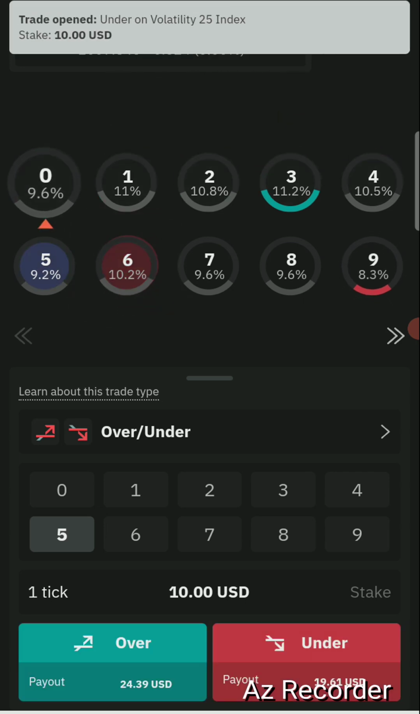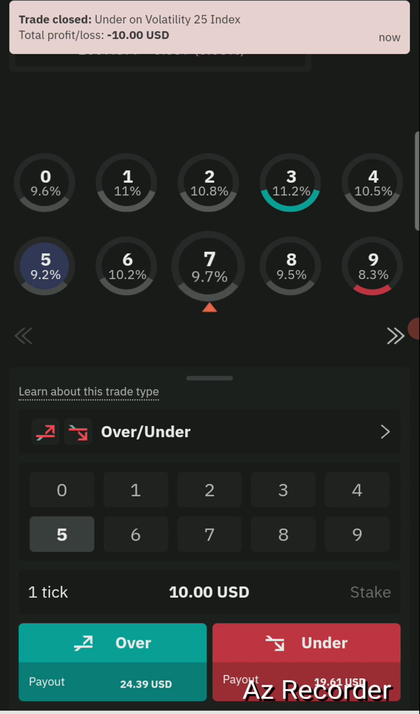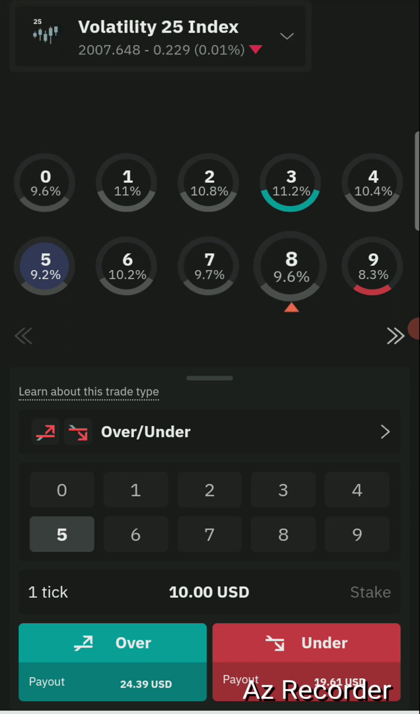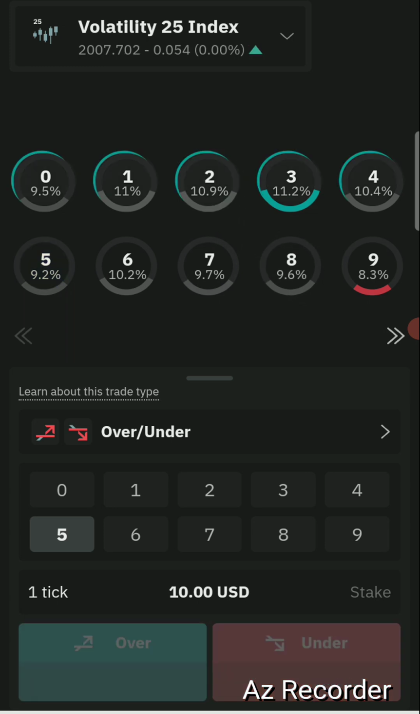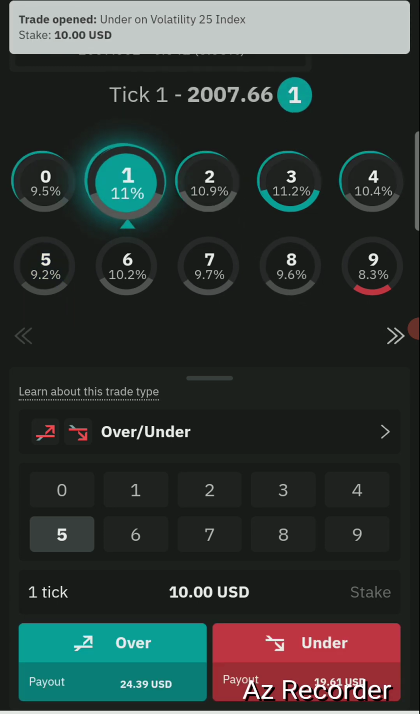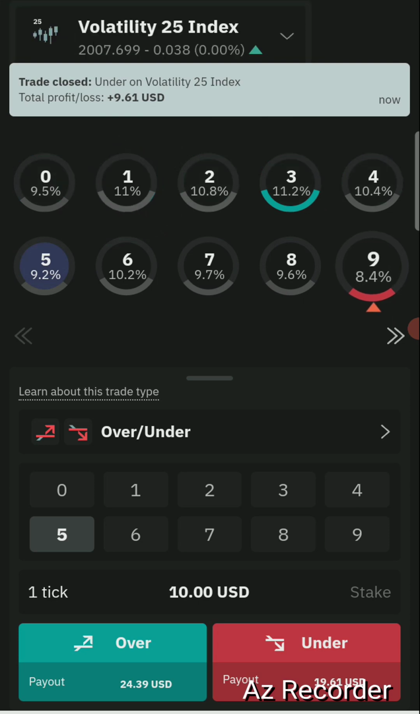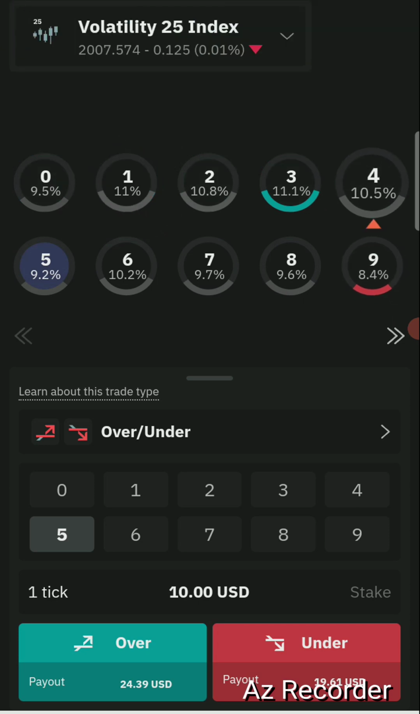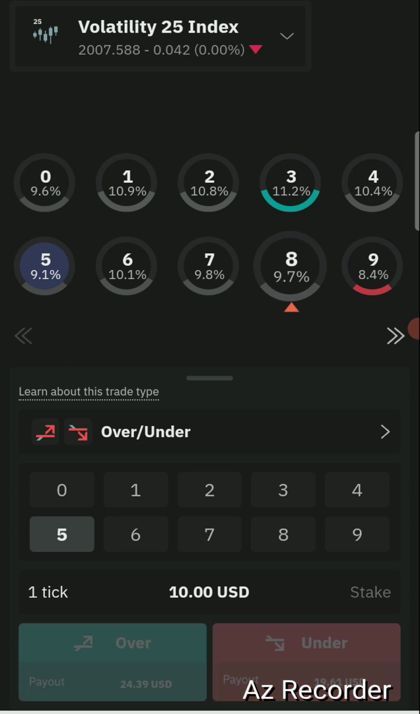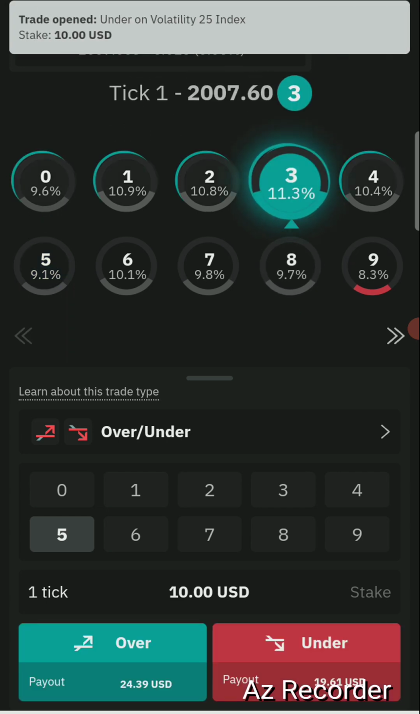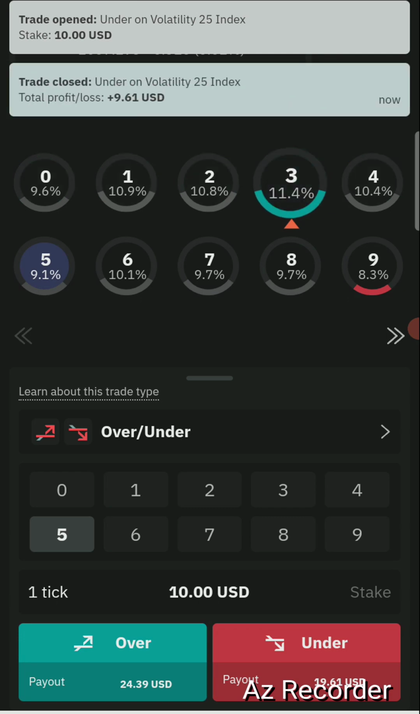That's a loss. But remember, losses are there. Let's take perfect entry points. That's a win. That's for the under 5 market. Have you seen my entry point? Digits below 5 should be above 10%. Entry point, digits 8 or 9, you press under 5.